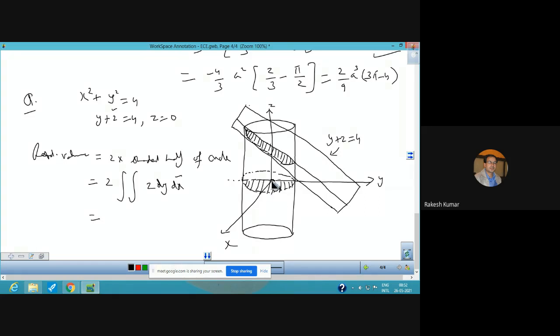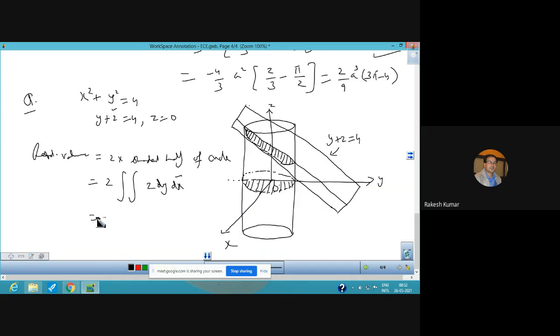Why are we doubling this? Because this portion has two volumes. One is here and one is here. That is why we are taking twice. Twice because it is symmetrical. The volume on this side is equal to the volume on that side. So we are taking 2 times in the xy plane because this volume is lying in the xz plane. So that is why we are using this.